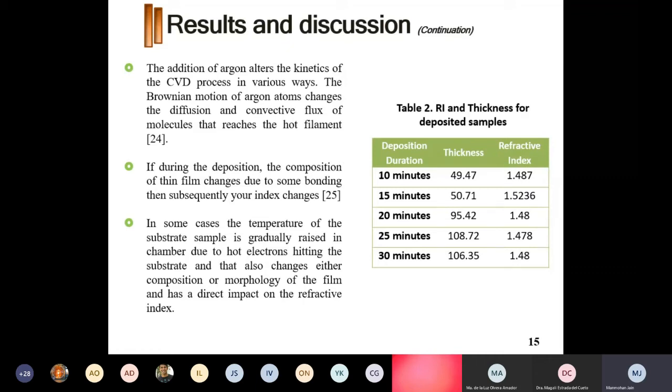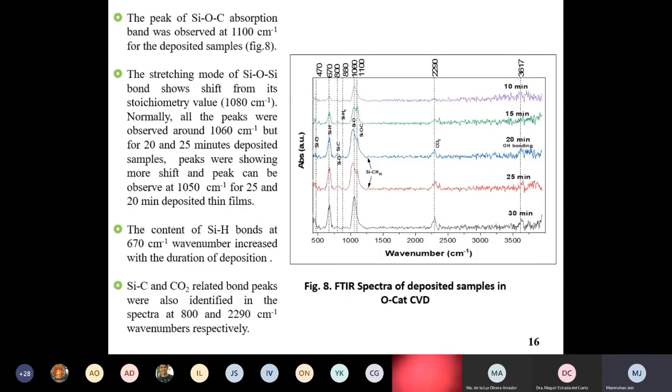Except for this, during the deposition the composition of the thin film changes due to some bonding. Subsequently, our refractive index also changes. Moreover, in some cases the temperature of the substrate is gradually raised in the chamber due to hot electrons hitting the substrate, and this is also one of the reasons which change the composition and morphology of the film, with a direct impact on the refractive index.